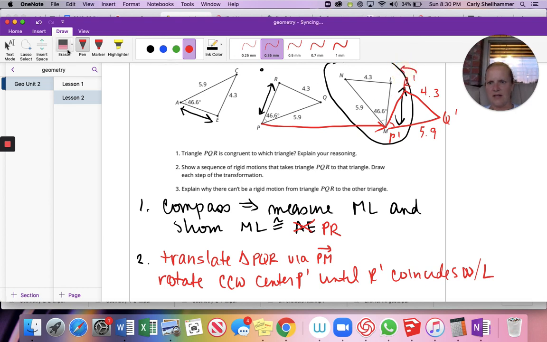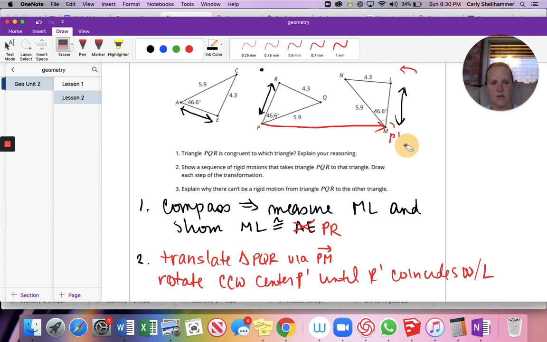and I'll just erase that. It'll be all right. Oh, I didn't want to erase all that. But we just made R prime, it should be double prime now. And this was still P prime, it hasn't moved. And this was 4.3, and that was 5.9.